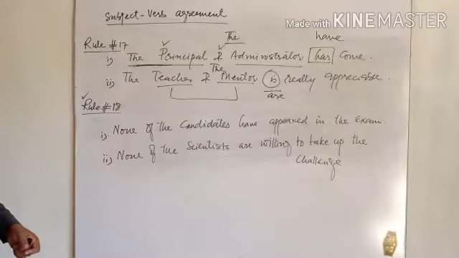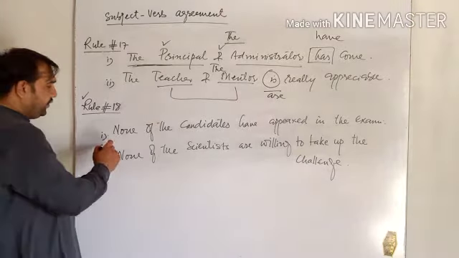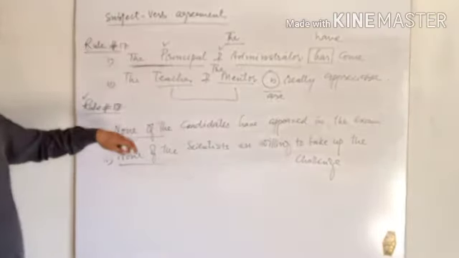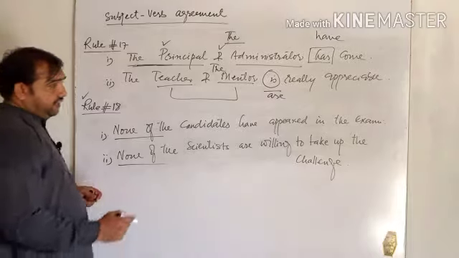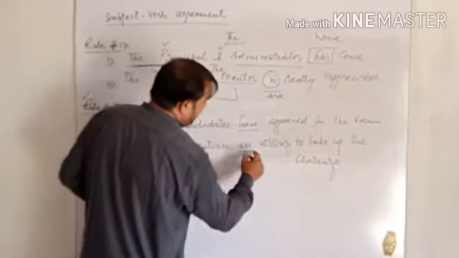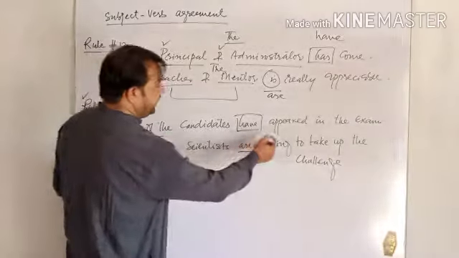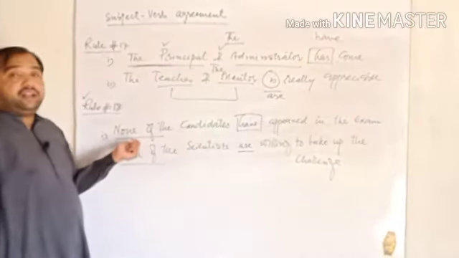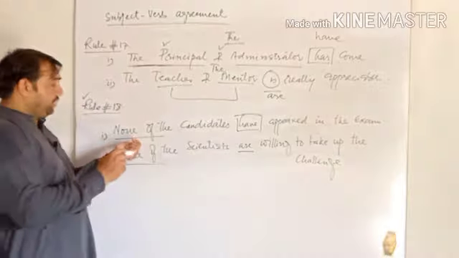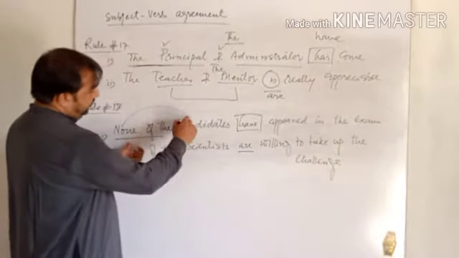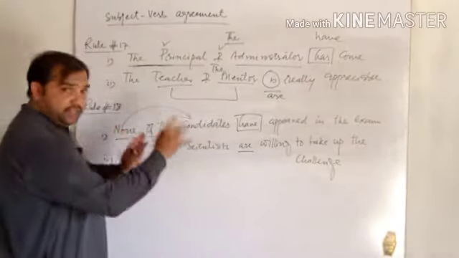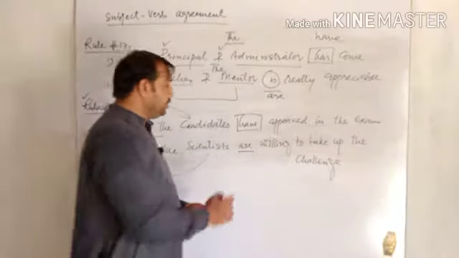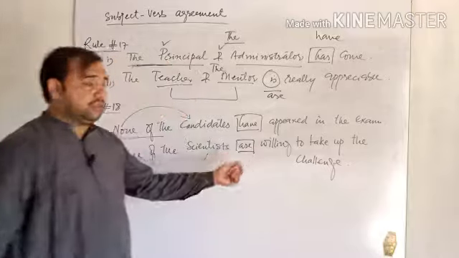According to rule number 18, if our subject starts with none of, it will always carry a plural verb. Here, none of the candidates have appeared in the examination. We should not say that none represents a single person, but here none of the candidates, none of the students, none of the teachers, none of the scientists always indicate a plural. So here we need a plural verb with them.